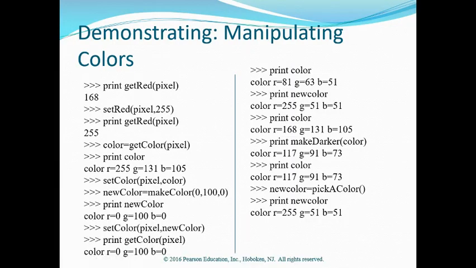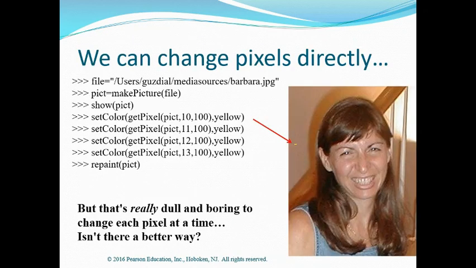All right, so while that does its thing, let's continue. Go through these examples where you can set color, and these are all functions that you'll find in the tools inside JES. But we can also change pixels directly. In this example, they create a file variable with the direct file path, and they make a picture out of that file. Then they show the picture, get a pixel at a certain location, and set the color to yellow. Then they repaint the picture at the end to show this yellow line. You can see where the arrow's pointing that there's this yellow line showing up on this picture of this random woman. But that's really dull and boring, changing each pixel one at a time.